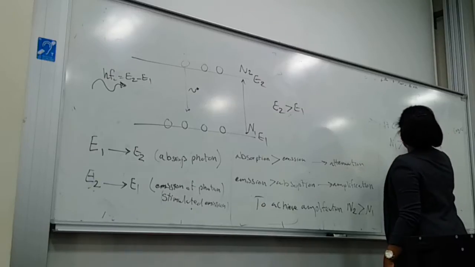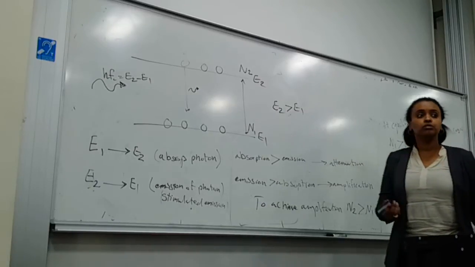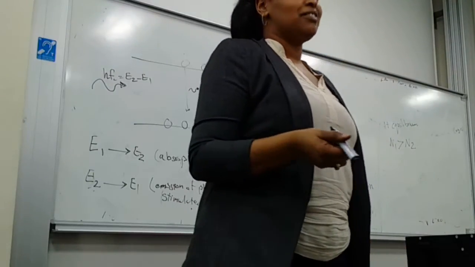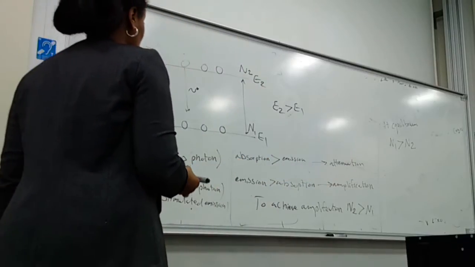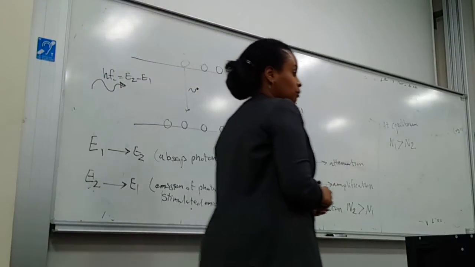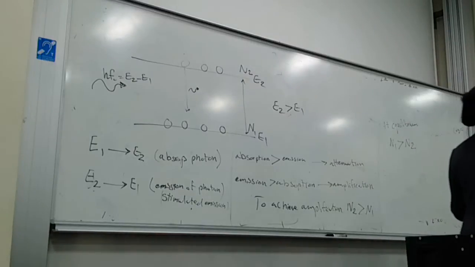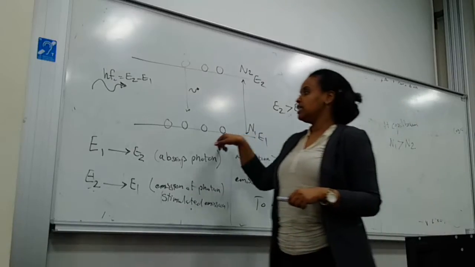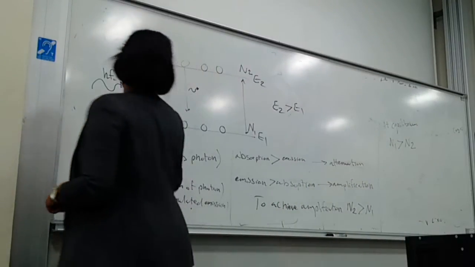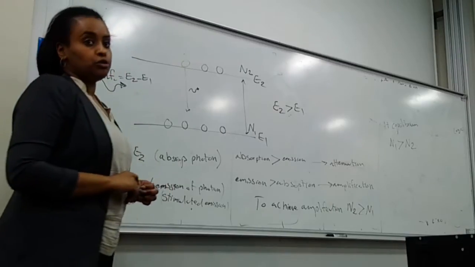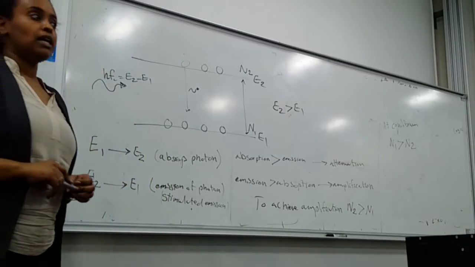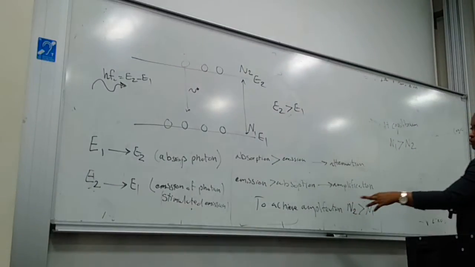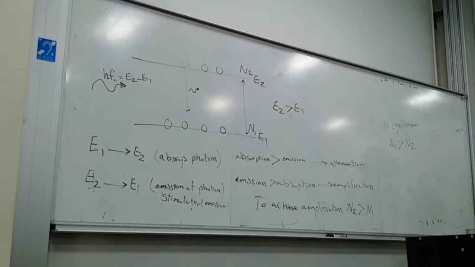N1 is greater than N2. So we need to do something about that. This is what we call population inversion. In population inversion, we pump the system with energy in a suitable form, so this energy can be absorbed by the atoms in E1 so that they can be raised to E2. And by doing that, we make sure that N2 is greater than N1. Okay?